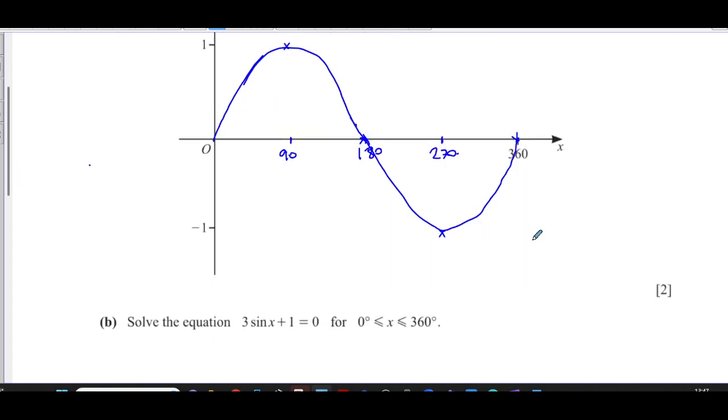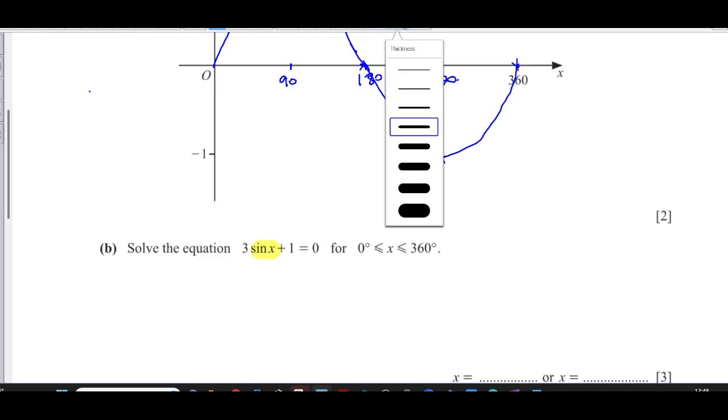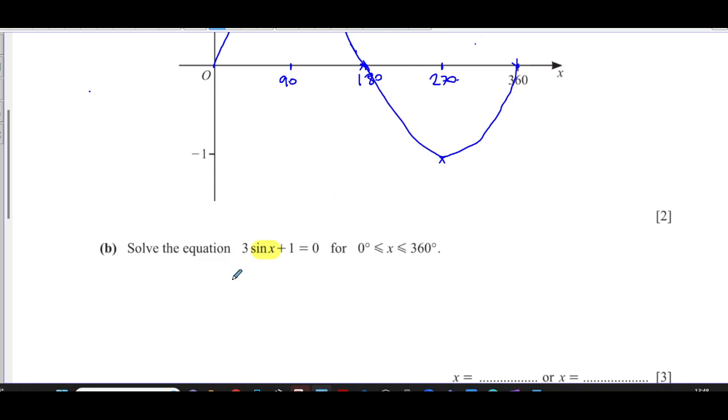Now, for part B, it says solve the equation 3 sine x plus 1 equals 0 for values of x between 0 and 360 degrees. To solve an equation like this, the first thing you need to do is make sine x the subject of the equation. So I'm going to subtract 1 from both sides. I have 3 sine x equals -1. Take 1 away from both sides, and then divide by 3. So sine x equals -1/3.